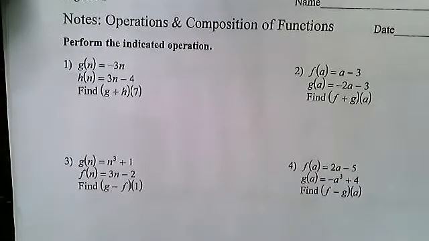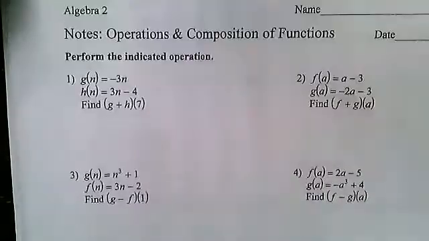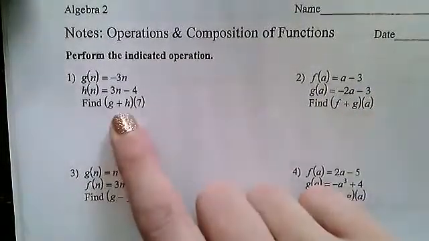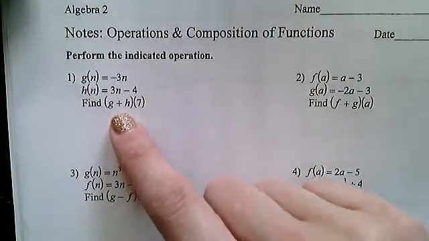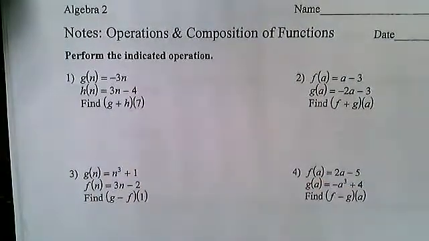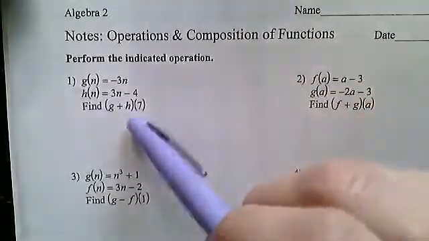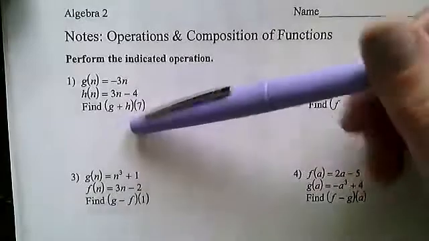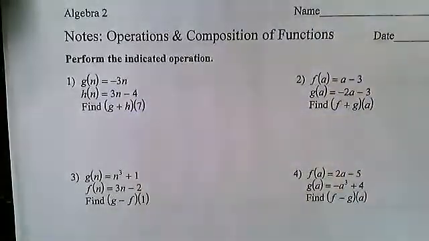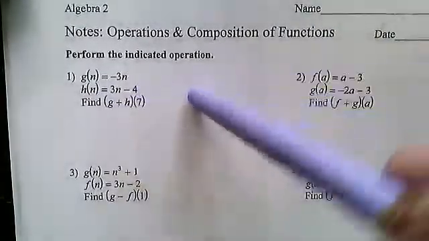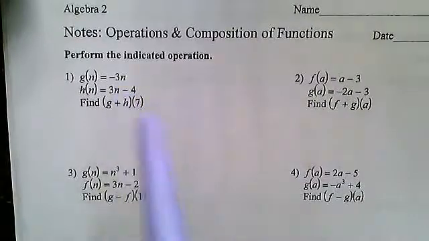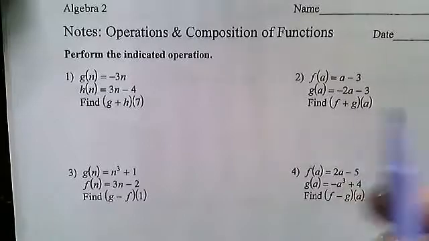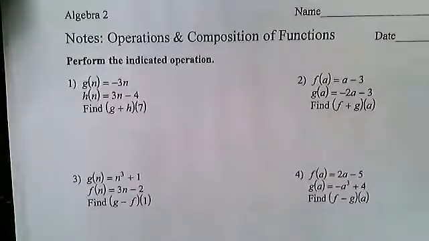Today, we're going to talk about operations of functions. So essentially, we're going to have two different functions, and we're going to be performing an operation. That operation might include a number, or it may include a letter. So when it has a number, you're actually going to be plugging that number in like we did previously for evaluation of functions, and then doing the operation. If it has a letter, we'll talk about that in a moment.